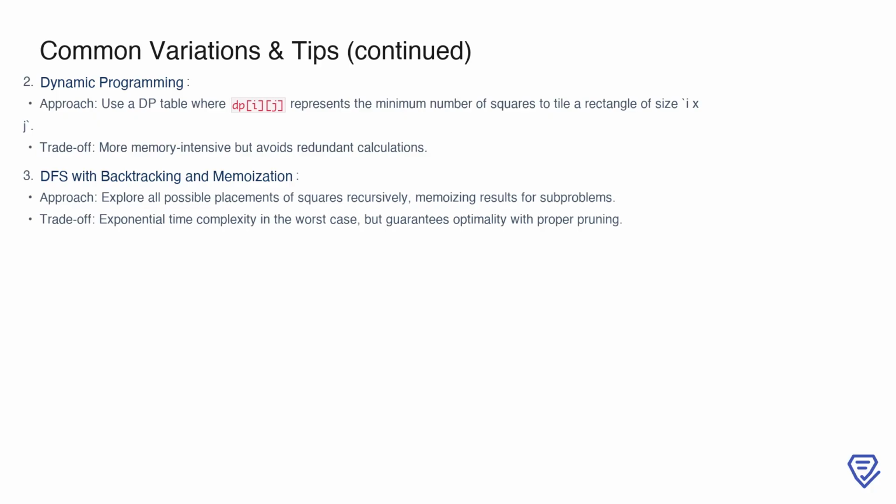Finally, depth-first search with backtracking and memoization is a robust approach. By recursively exploring all possible placements of squares and storing results for subproblems, you can guarantee optimality. The trade-off is that this method has an exponential time complexity in the worst case, but with proper pruning, such as stopping when a branch exceeds the current minimum, it becomes far more efficient. Together, these techniques offer a range of options depending on the constraints and requirements of the problem.